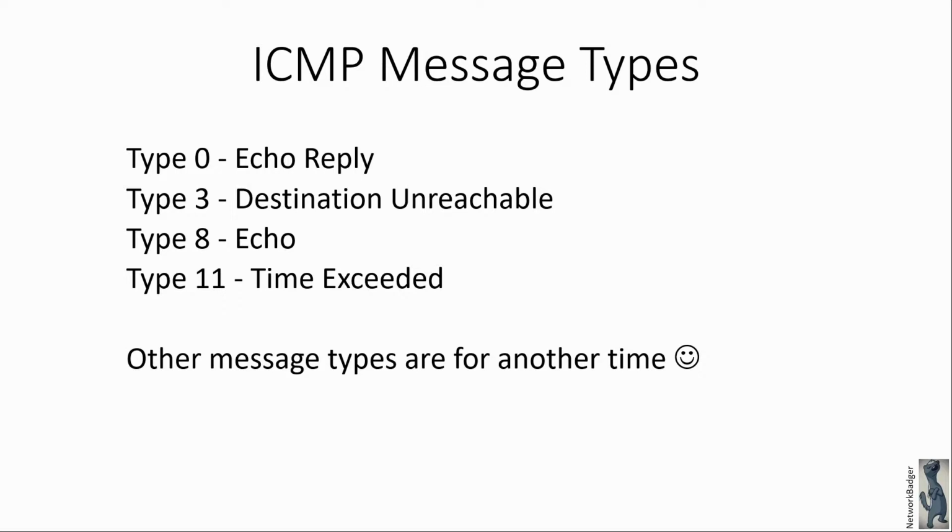The next possible outcome to your ICMP echo request is actually echo reply. That's what you're hoping to get. ICMP message type 0. You're hoping to receive that in response to your echo request. Receiving an echo reply means a successful ping. You may receive a destination unreachable response, ICMP message type 3.